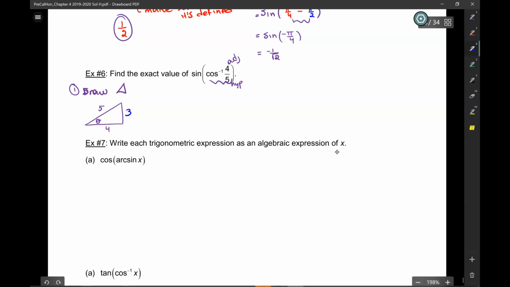Now I want sine of that angle for which cosine was 4 over 5. Where is that angle for which cosine is 4 over 5? It's this one. So sine of that angle is just 3 over 5. That's it. That's so easy. That's so cool. Can you do that for the other one? You can, but you'll just get the same number.